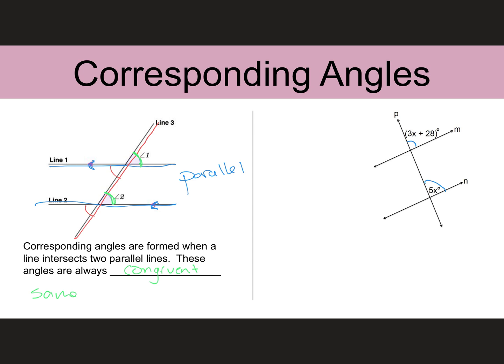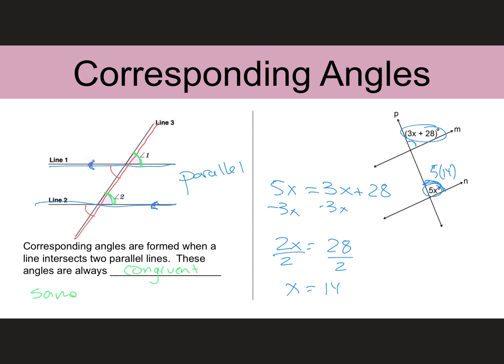So if I'm trying to find x, I know that this angle, 5x, is equal to this angle, 3x plus 28. And then I can solve for x. Subtract 3x, subtract 3x, 2 x's are equal to 28, divide by 2, 1x equals 14, and I can find what x is. Now if I know what x is, and this is 5x, 5 times 14 will give me the actual angle for this angle there.